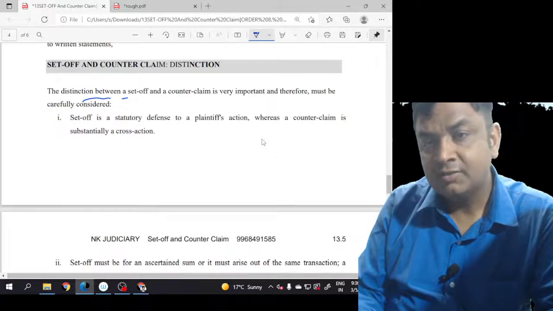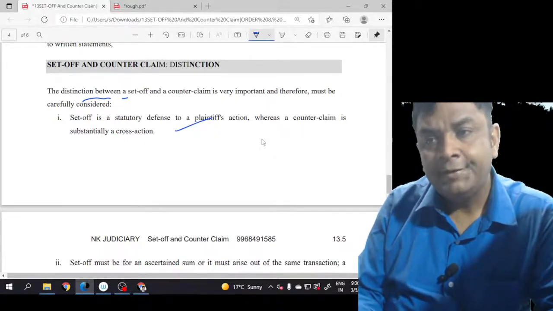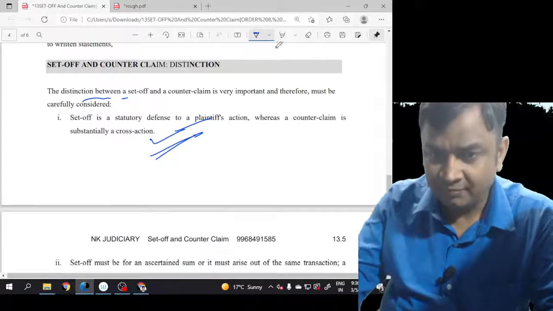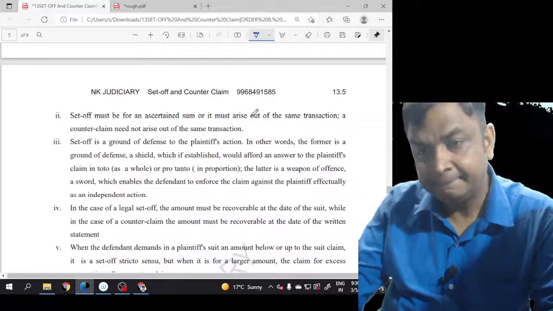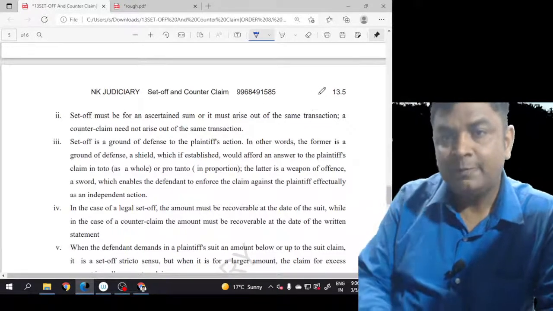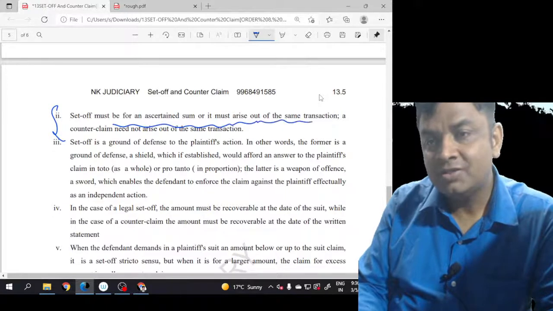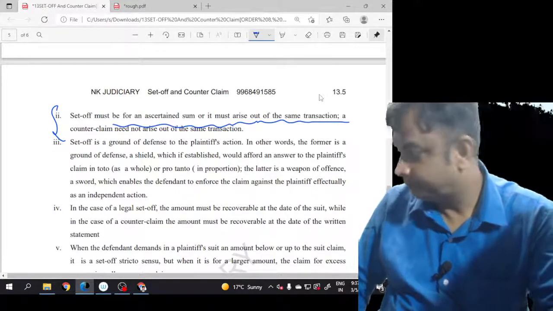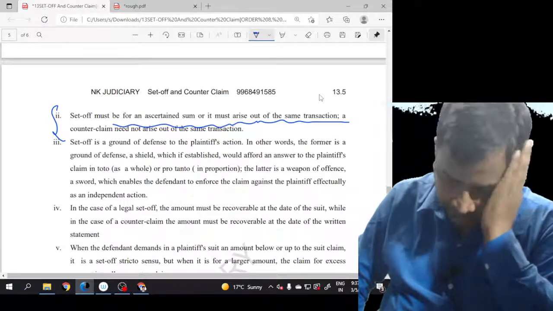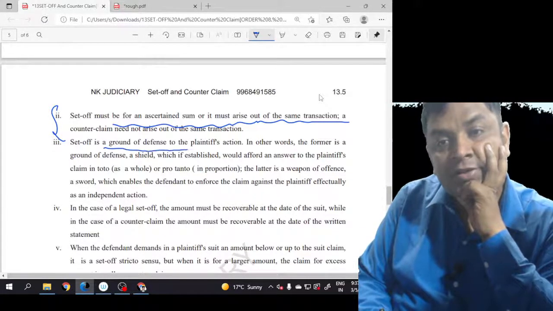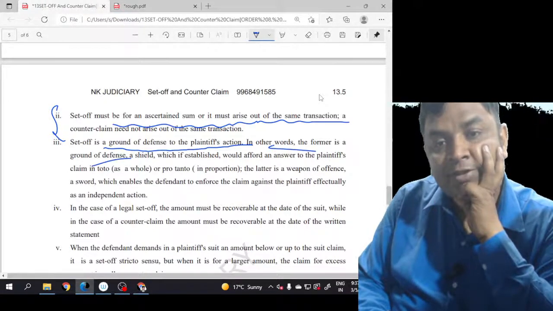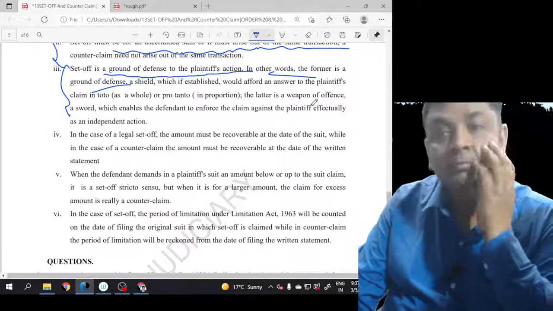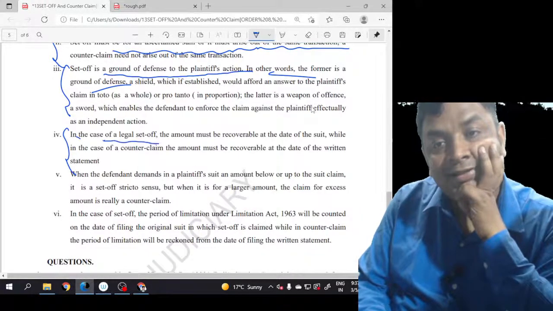Set off is a statutory defense to a plaintiff's action, whereas a counterclaim is substantially a cross action. Set off must be for a certain sum or it must arise out of the same transactions, and counterclaim need not arise out of the same transactions. Set off is a ground of defense of the plaintiff's action. In other words, set off is a ground of defense that in case of legal set off, amount must be recoverable.